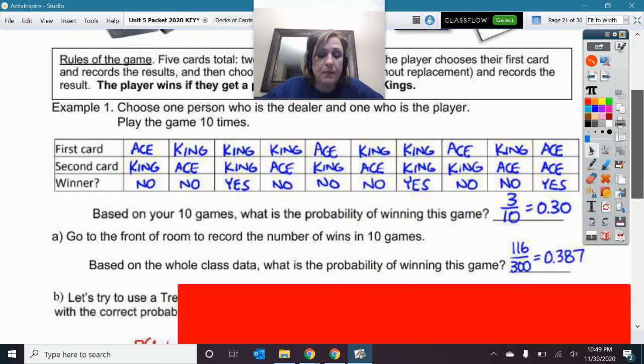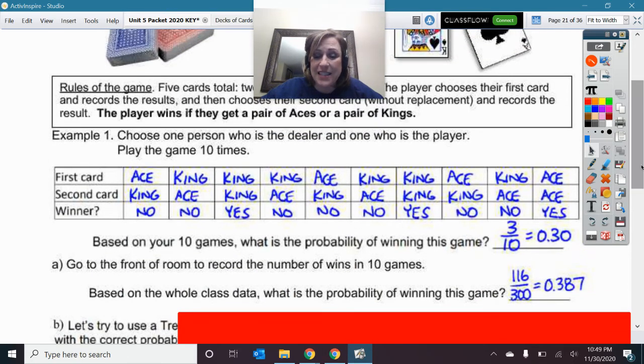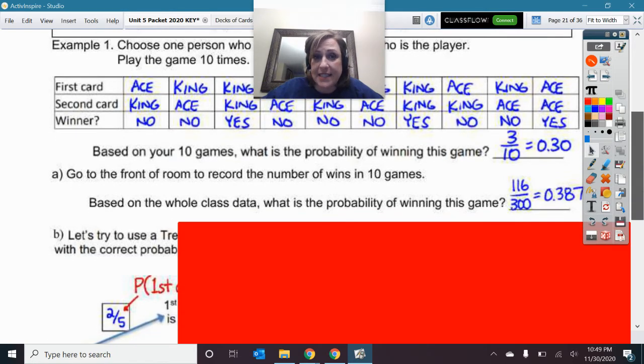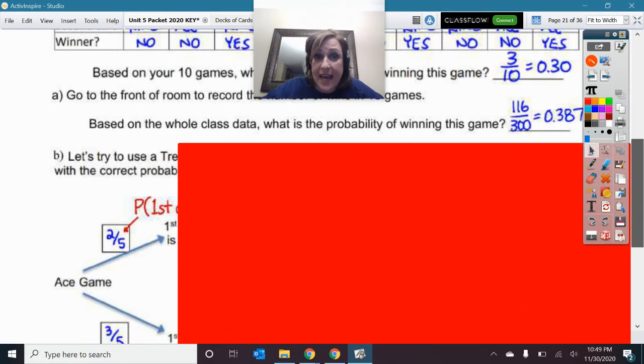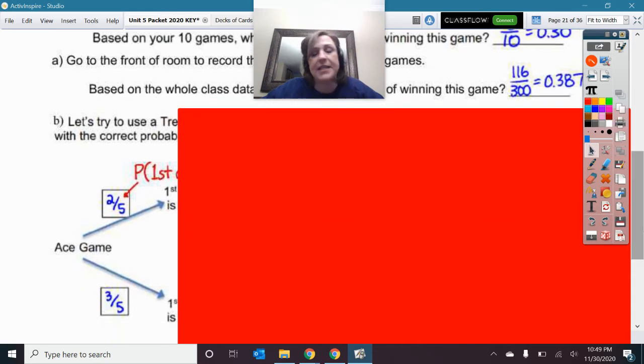All right. And then we would collect the whole class data, and we'll do that a period at a time. But here's an example of whole class data. If we had 30 students in there, there would have been 300 trials, and 116 of them won. So that is this percentage rate. All right. So it'll be interesting to keep track of this throughout the day as students complete their data.